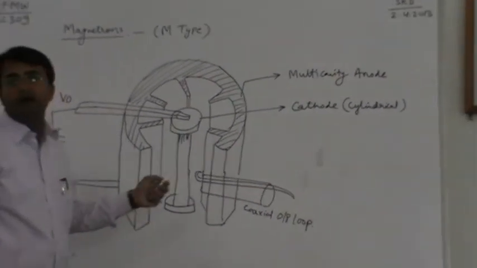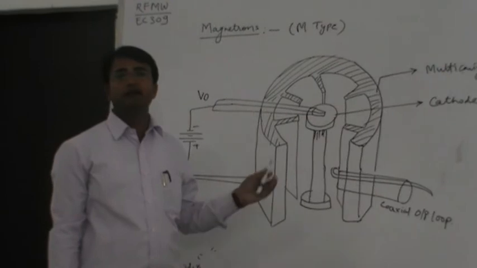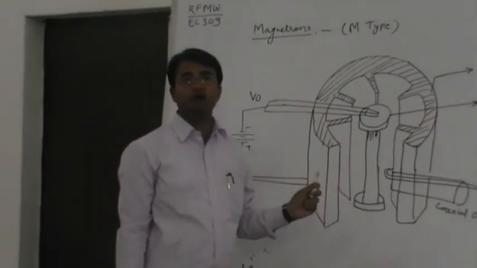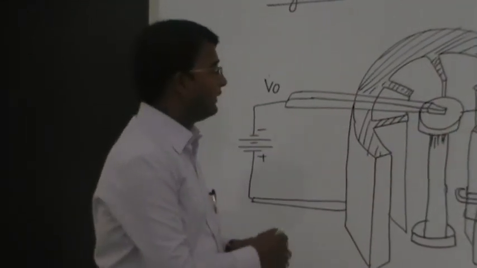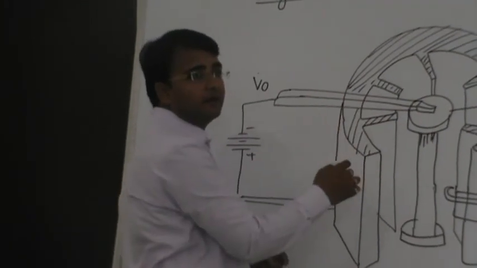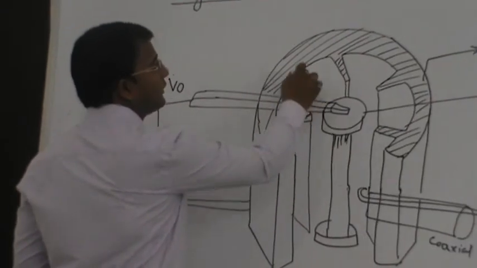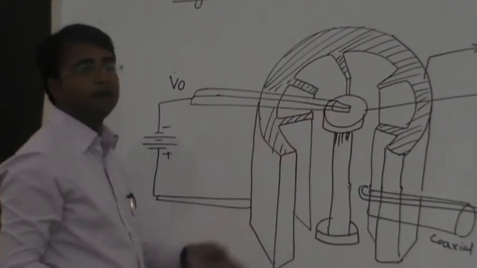This is the basic structure of a conventional magnetron. The anode is a multi-cavity structure, which means it is a resonant, reentrant structure. This structure may be of any type. Here we have shown the main type of structure.